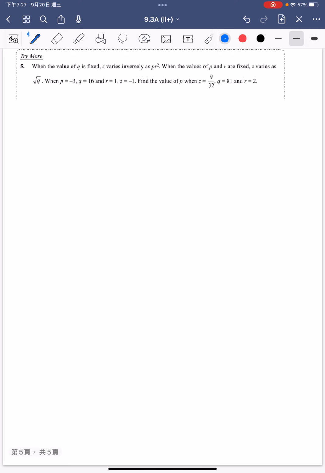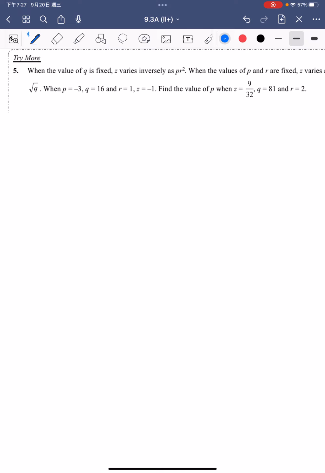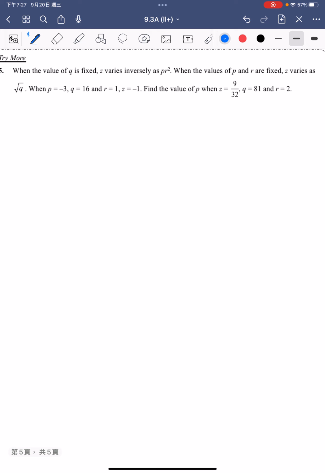Now we're moving to question 5. I think all of the students don't know how to do it. It's a little bit tricky, however, it's quite obvious to think about. If you don't understand something, just try to erase it. For example, when the value of q is fixed, what does that mean? So just erase it. Now we have z varies inversely with PR squared, and z varies as the square root of q.